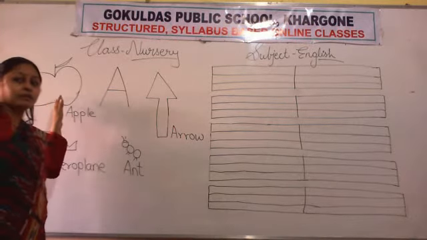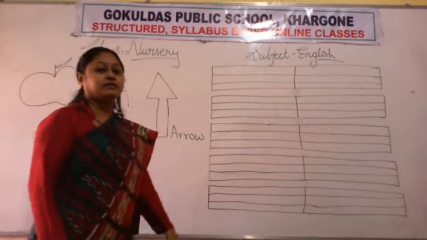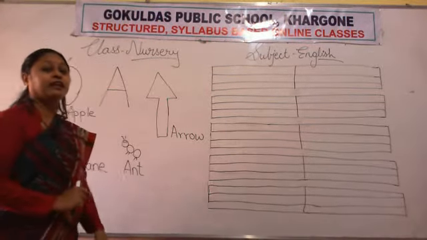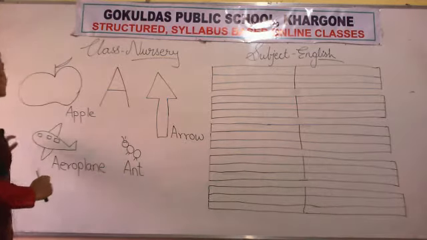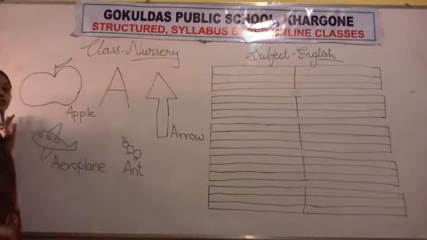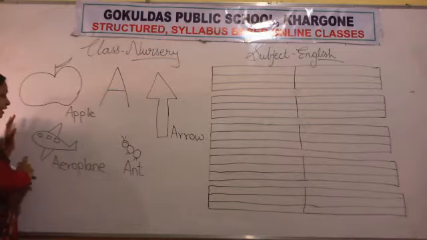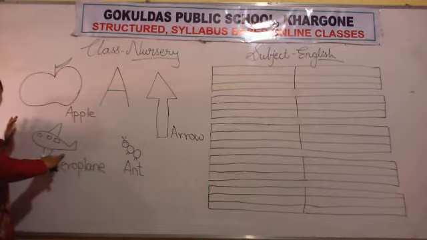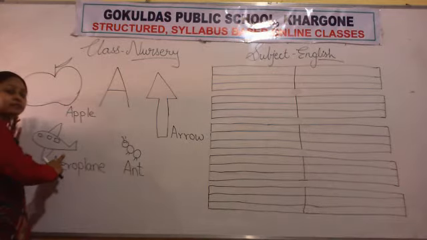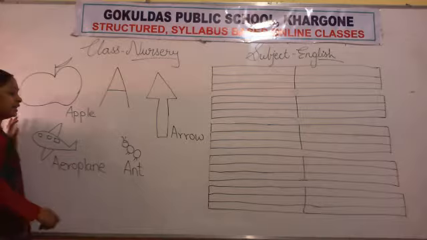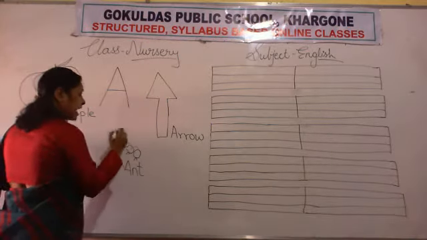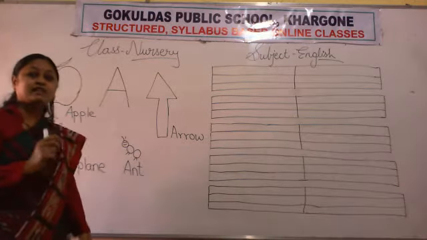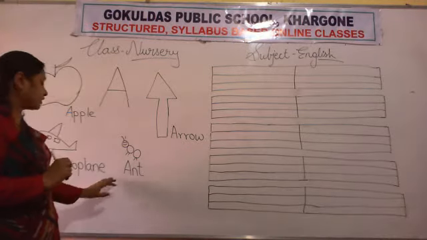What is the color of apple? Do you eat apple every day? Yes, we have to eat apple every day so that we remain healthy. So what is the color of apple? Red. And what is this? This is aeroplane. Where does aeroplane fly? In the sky. And this is an ant. You see the ant? It is so small.